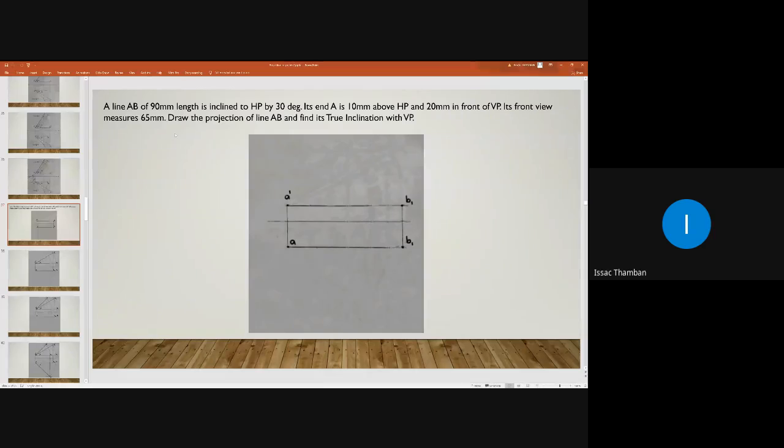So let us solve this problem. First, draw the XY line and draw the first N projector, and mark the position of A dash and E. Do it. Draw the XY line. Draw the first N projector. Mark A dash and E.